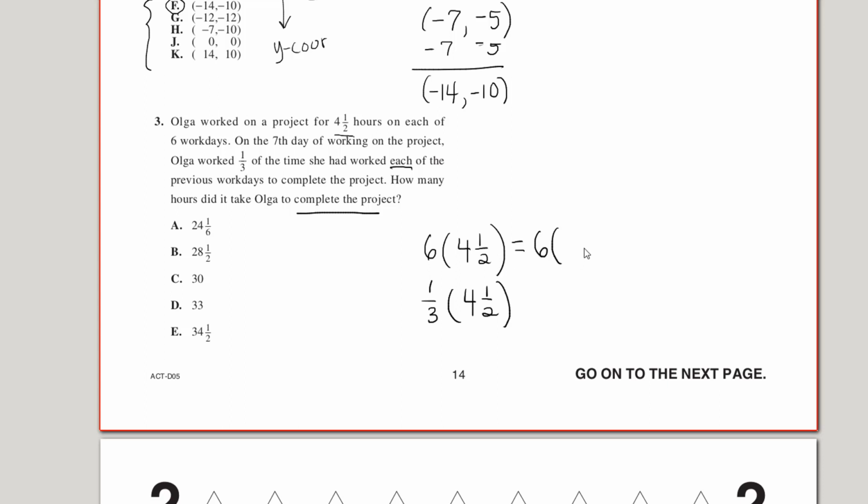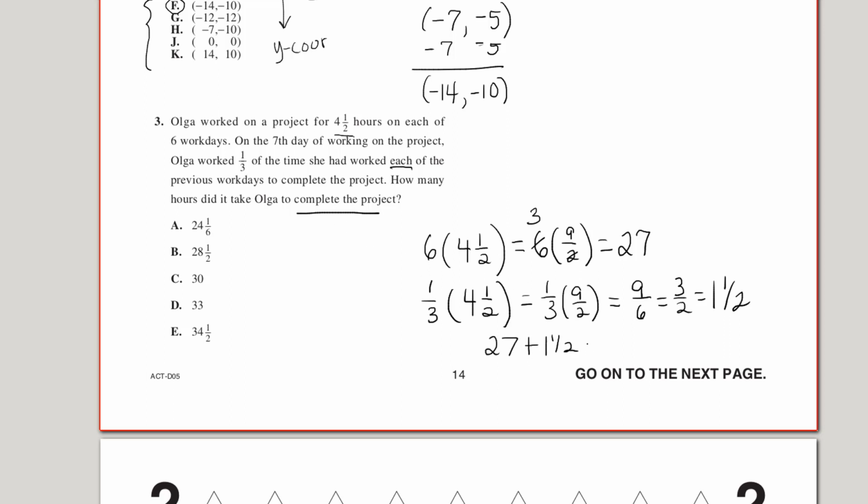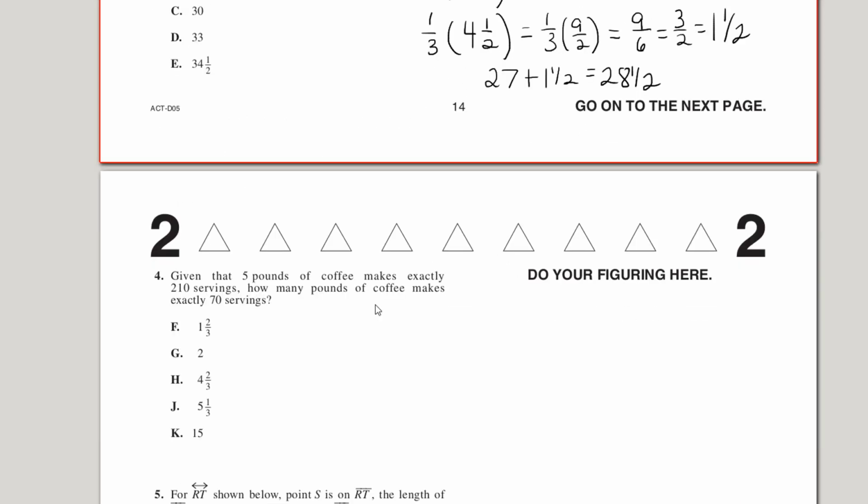I'm going to change this 4.5 into an improper fraction, which is 9/2, and I'm going to do some simplifying, and I get 27 hours for those first 6 days, and then 1/3 of 9/2 is 9/6, which is 3/2 or 1 1/2. And we want to know how many hours in the total days. So 27 plus 1 1/2 gives us 28 1/2 hours for the entire project, and that's answer choice B.